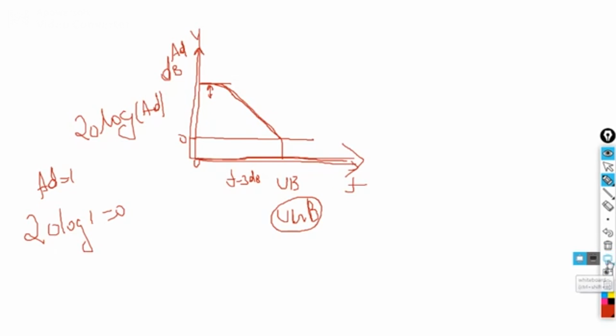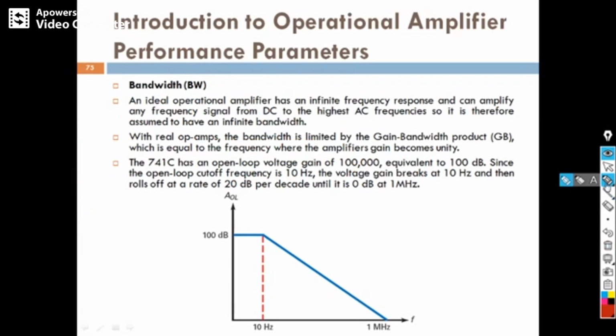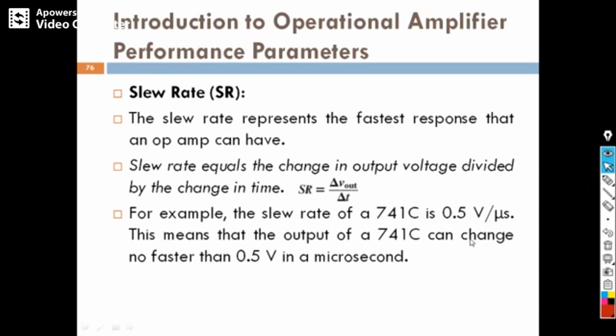Now move on to the next parameter. The next parameter is called slew rate. Slew rate is the parameter that describes how quickly the output changes to a particular value within a particular time period. For example, if the output of the operational amplifier changes to 4 volt within a microsecond, then we call the slew rate 4 volt per 1 microsecond. If the output reaches 6 volt, then it is 6 volt per 1 microsecond. That is called the slew rate.